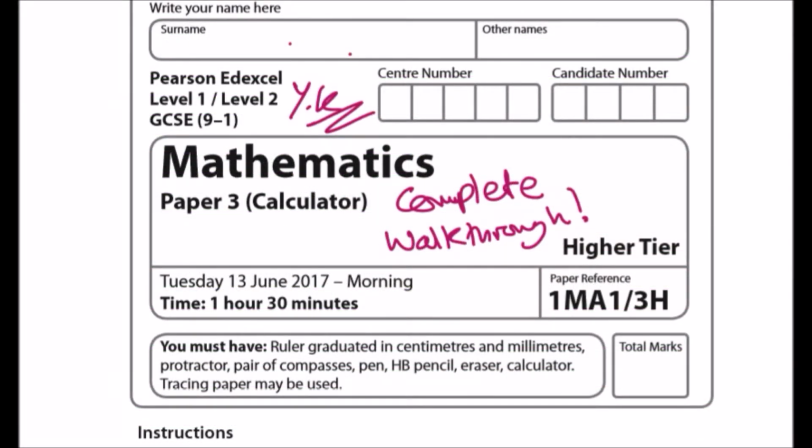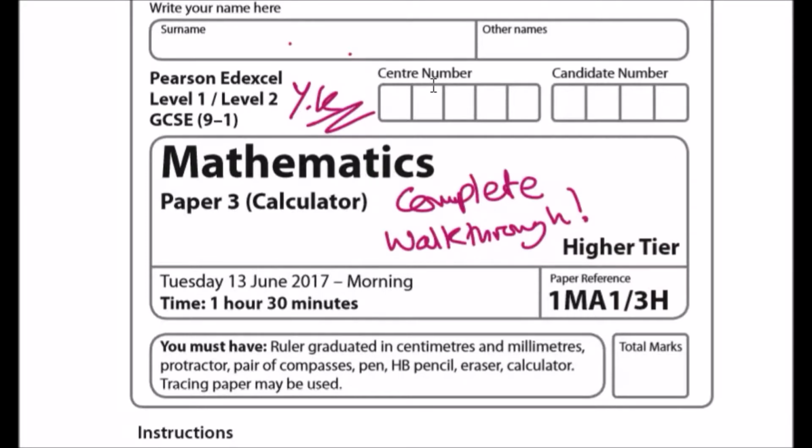So here I'll be doing my usual complete walkthroughs on this paper, and this is the Maths Paper 3 June 2017. And again, this is from the 9 to 1 series, so as usual, just follow through and I'll be completing every question as we do it.